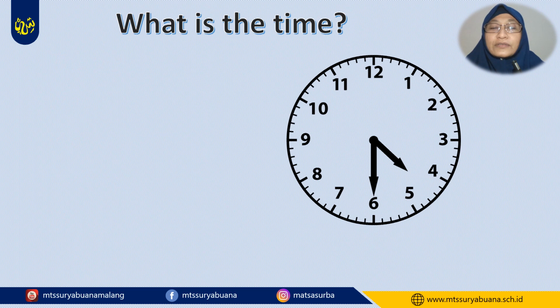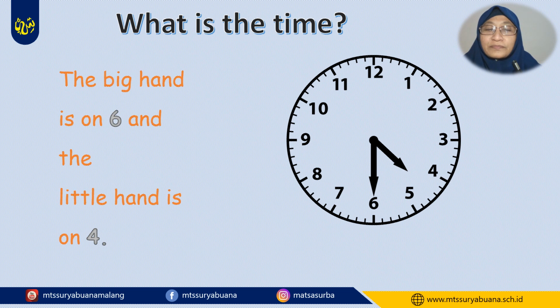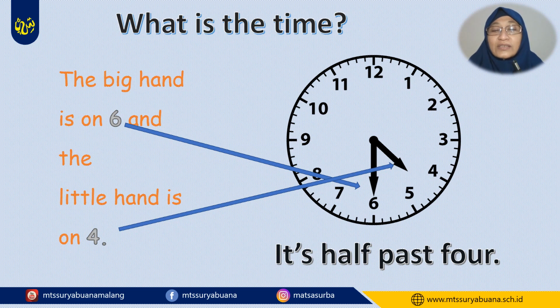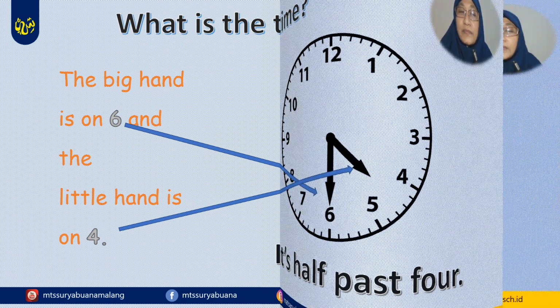Now, what about if the big hand is on a different number? Look at this clock. The big hand is on number 6. And the little hand is on number 4. Okay, remember that when the big hand is on number 6, we read this as half. Okay, so this one is 4:30.